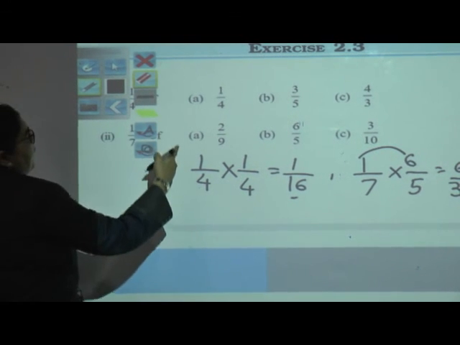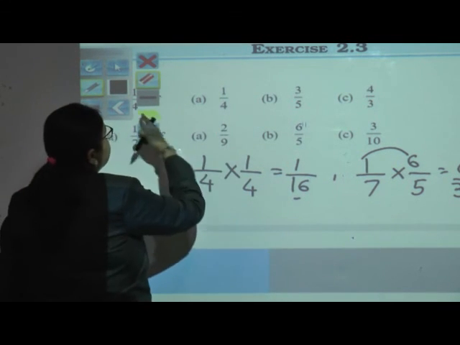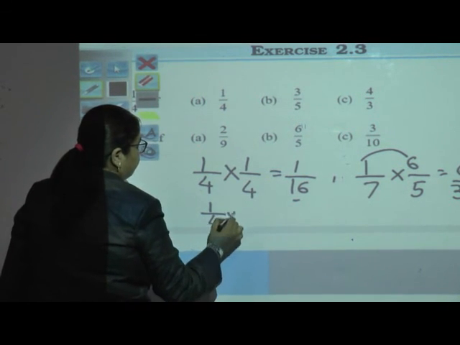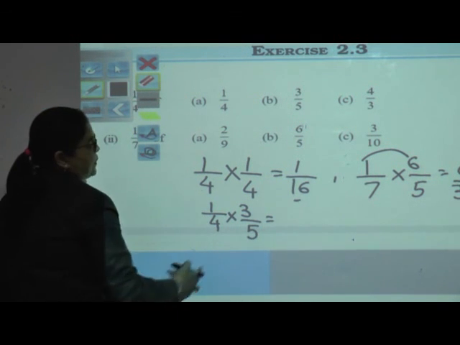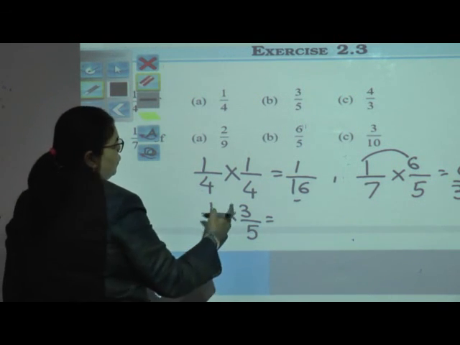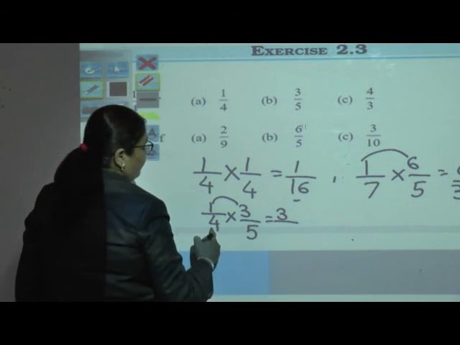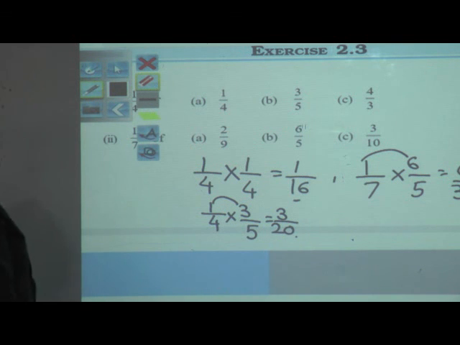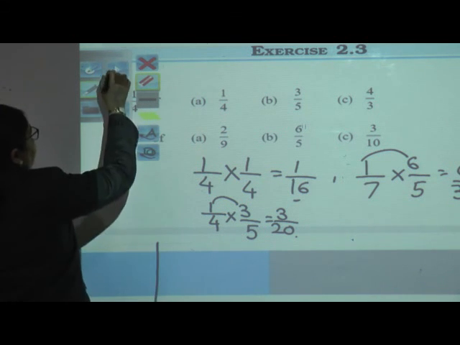I have taken one example from both the sub questions, and you can try this one. 1/4 of 3 upon 5, that is 1/4 multiplied by 3 upon 5. Is it possible to reduce? No. So, what will we do? We will multiply 3 1s are 3 upon 4 5s are 20. This will be the answer. We are doing the multiplication of fractions.